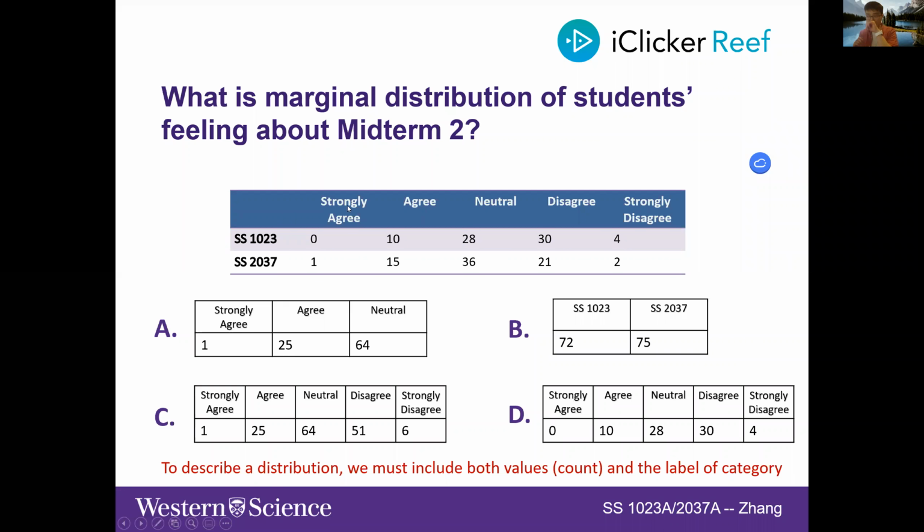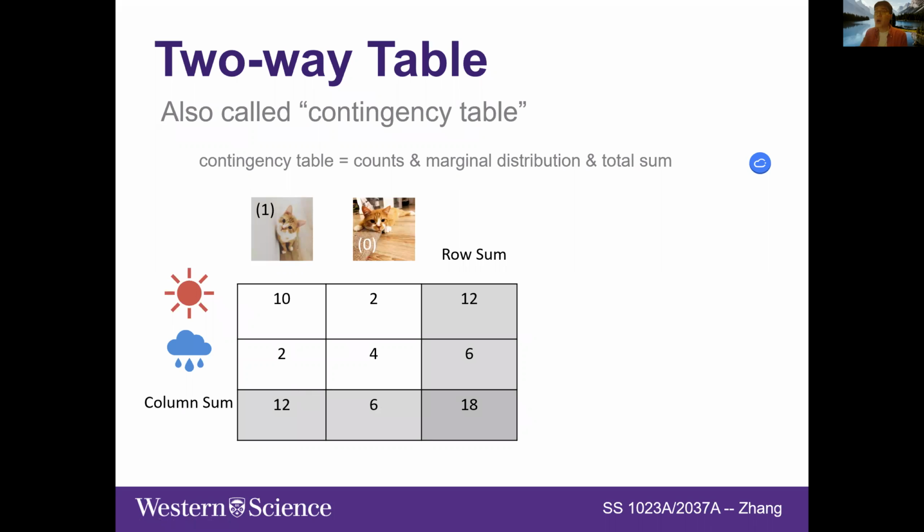Here I would like to emphasize a very important thing. When we talk about a distribution, we are not just talking about the numbers. If I ask you what the distribution of something is, and you just say 125, 64, 51, or something like that, that's not complete. For a distribution, we need to include both the numbers and their corresponding labels. Otherwise, we don't know what these numbers represent. So remember, to describe a distribution, we need to include both the values and the labels of the categories. That's a very important comment.